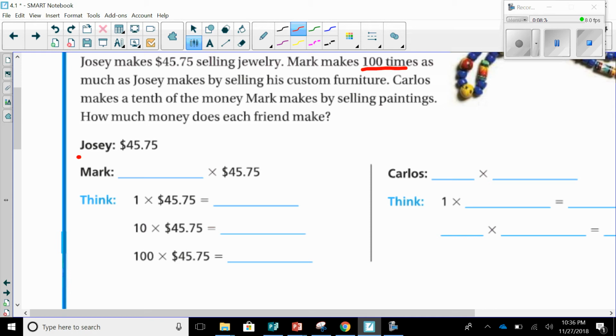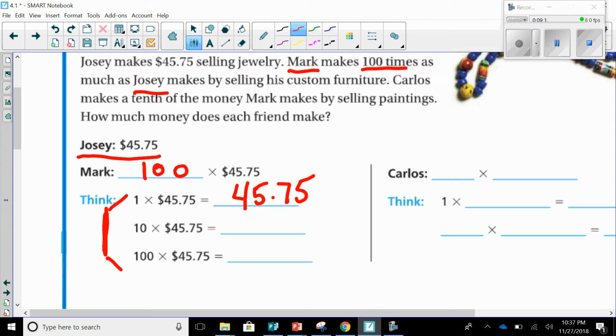Well, it tells us that Josie makes $45.75. Then up here, it also tells us that Mark makes 100 times as much as Josie. So 100 times, we're going to put that 100 here. Okay, so it's wanting us to see the pattern. That's what we're working on here, looking at the pattern. So remember, 1 times anything is itself.